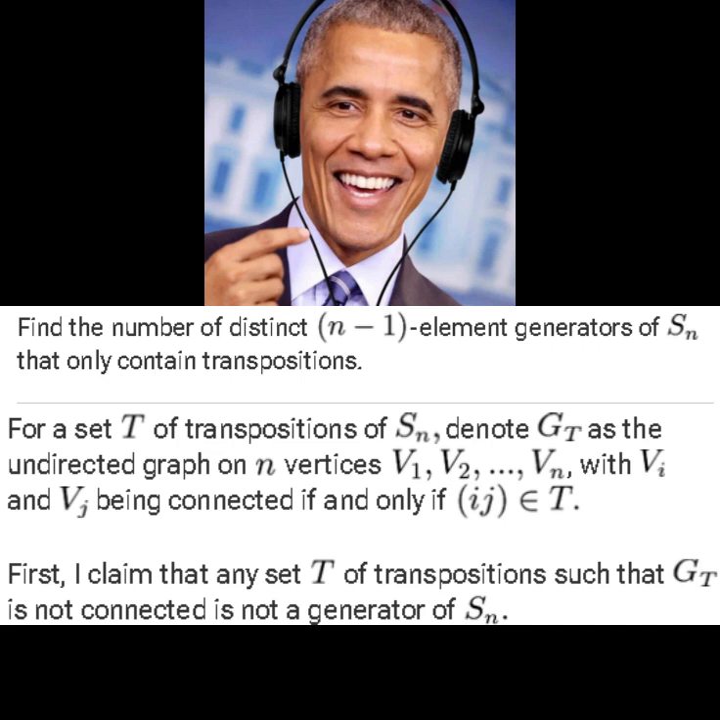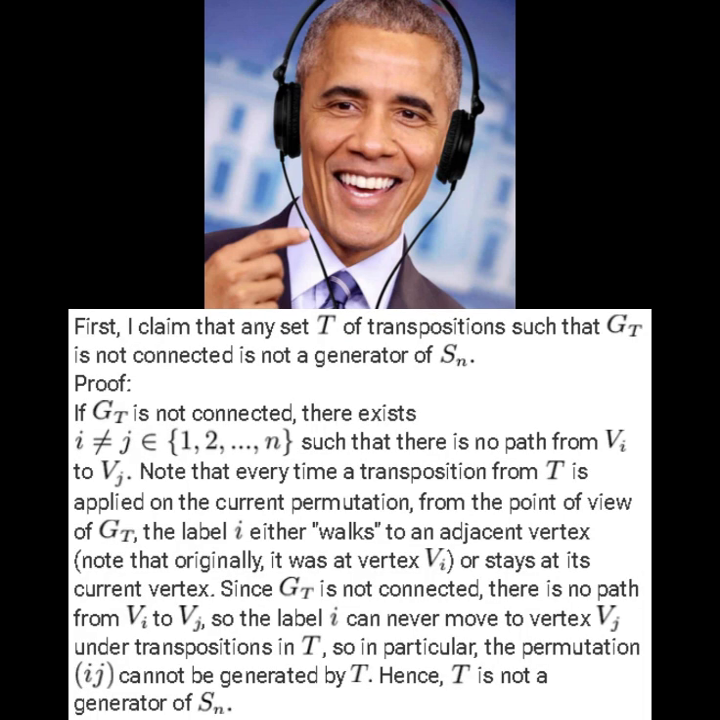So for the first direction, if G sub T isn't connected, it's simple to show via a graph walking argument that not all permutations can be generated by T. Hence, these graphs, just like Trump's smile, are out of the picture.